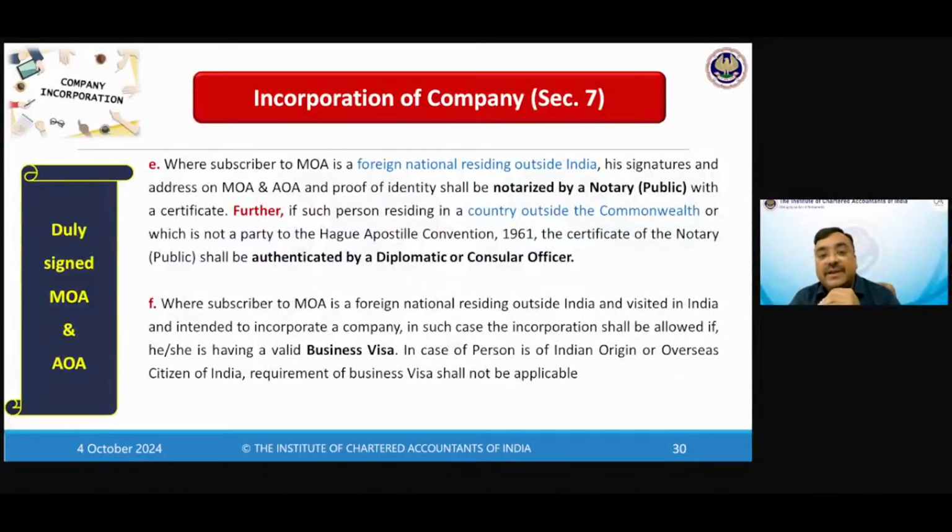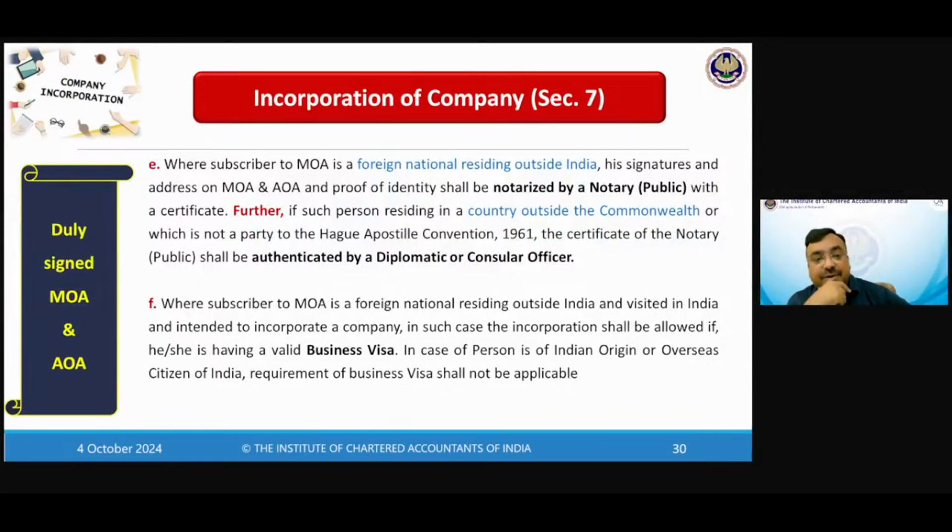Further, if such a person is residing in a country outside the Commonwealth or which is not a party to the Hague Apostille Convention 1961, the certificate of the notary public shall be authenticated by a diplomatic or consular officer again. अगर कॉमनवेल्थ के बाहर है या वो कंट्री है which is not a party to the Hague Apostille Convention 1961, and that should be approved by, attested by or authenticated by a diplomatic or consular officer.